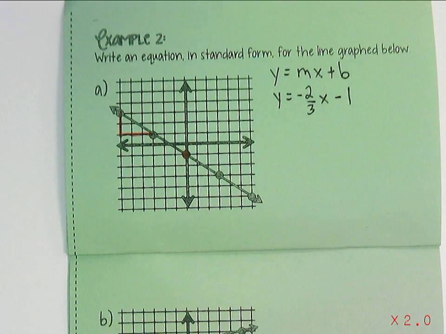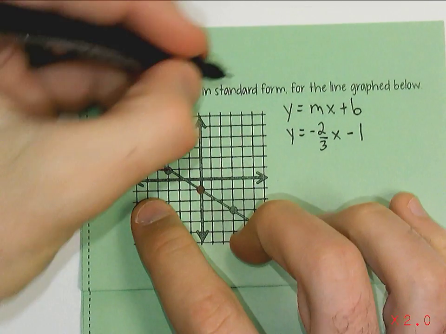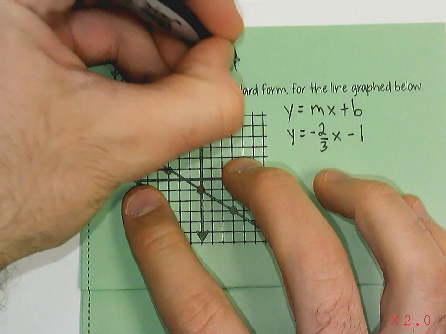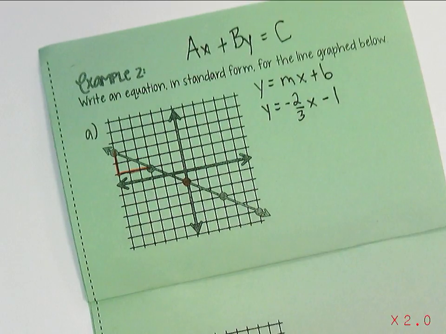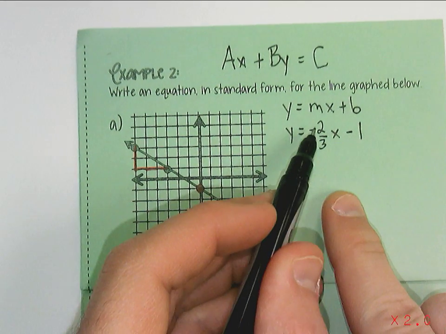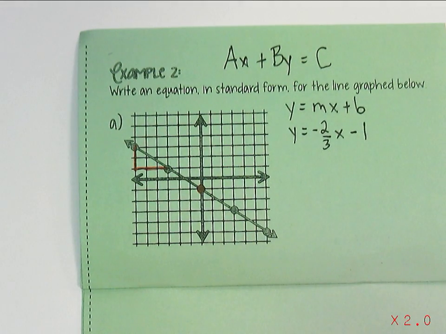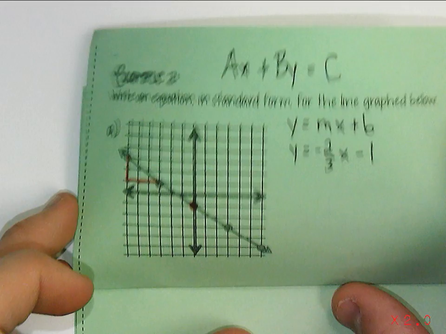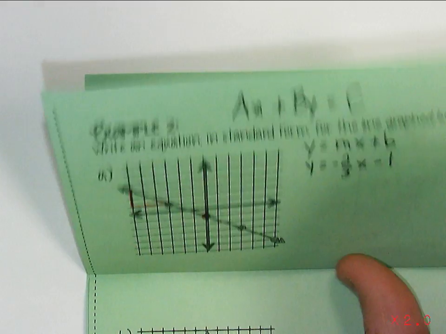Now we want to change this to standard form. So this is in slope-intercept form right now. We want to go to standard form, which if you recall is ax plus by equals c. So it looks like we're going to have maybe one step here, well, 2, because we need to make sure that this number, this coefficient in front of x, is a whole number. Okay, we need to verify that, because if you remember here, a must be a whole number. It can't be a fraction.